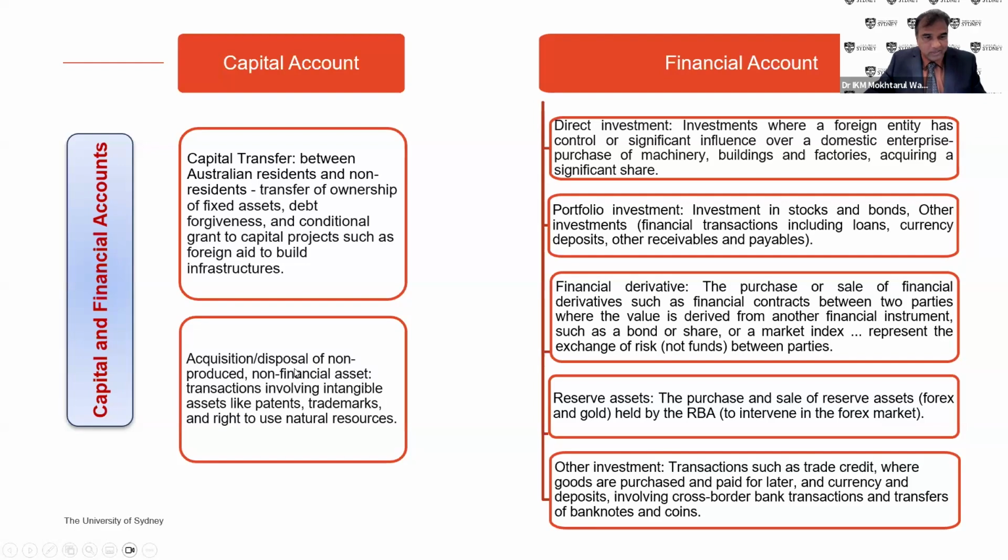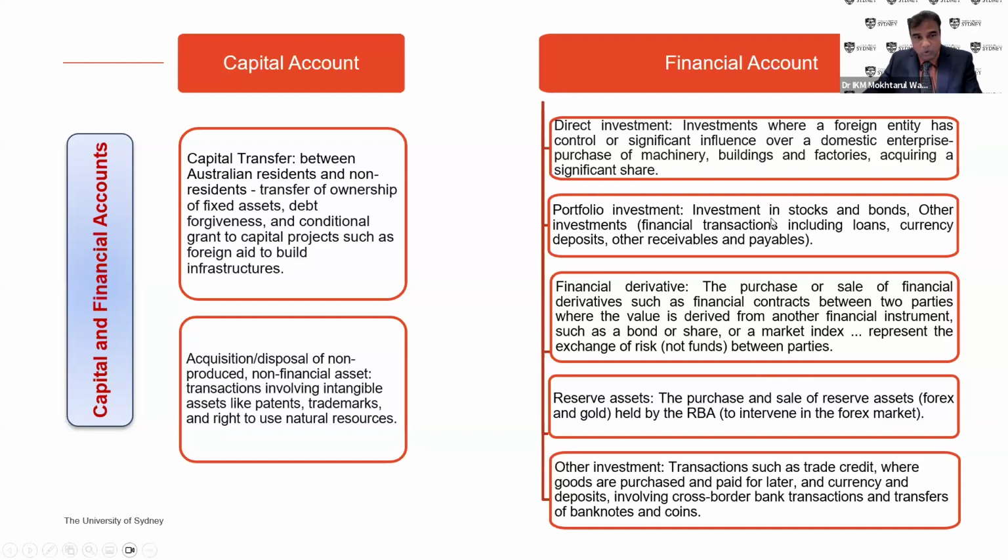And the second point is acquisition or disposal of non-produced or non-financial assets, which include transactions involving intangible assets like patents, trademarks, and rights to use natural resources. Those are more intangible. You cannot see them, you cannot touch them, but patents are intangible. We know what a patent is, or trademarks and rights to use, like having a license to fish in the waters of a particular state in Australia.